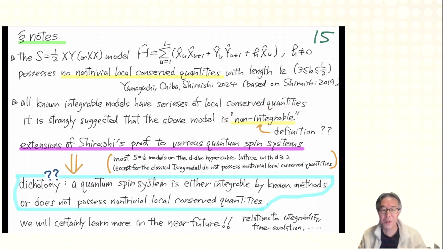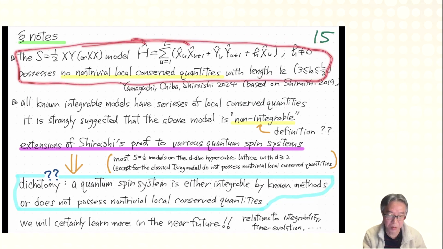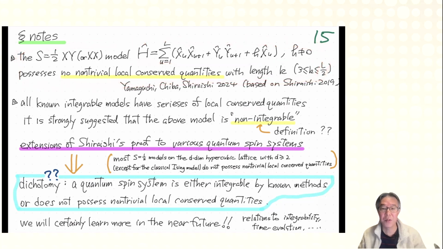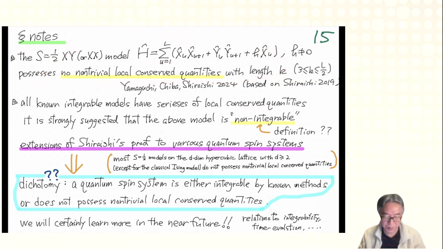So the more important is what we can learn. And anyway, we learn this fact that this model has no local conserved quantities, or if you work slightly harder, you find that the only local conserved quantity of this model is the Hamiltonian itself. And this is a very strong information, and I believe that it has some implication on, say, time evolution of the system. Well, this should be explored more. So, but anyway, this theorem is a very strong information.